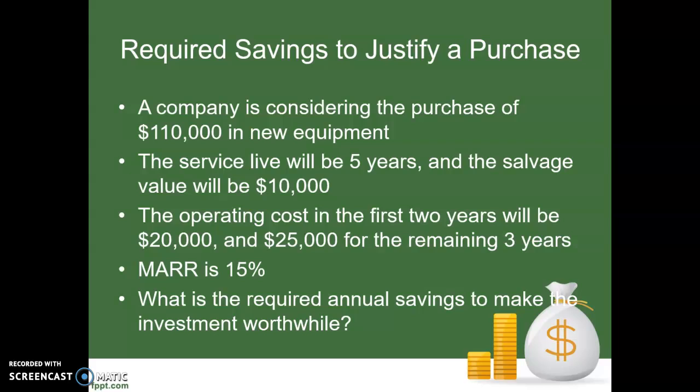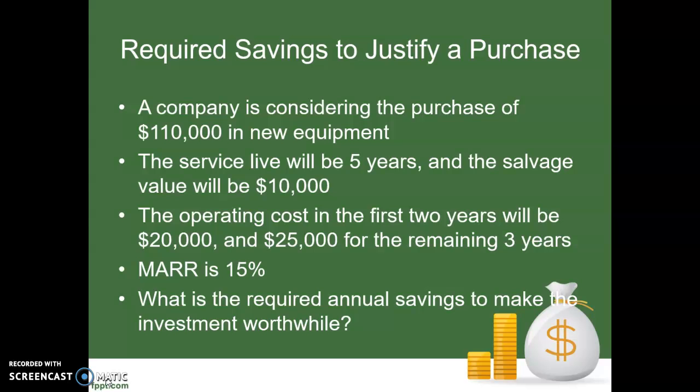Now, in order to justify the cost of this equipment, we don't simply want to break even, but we want to make money. We want it to make 15% on its investment. And so we want to know how much we are going to need in annual savings in order to make this investment worthwhile. So I've got a spreadsheet set up here, sort of a template.